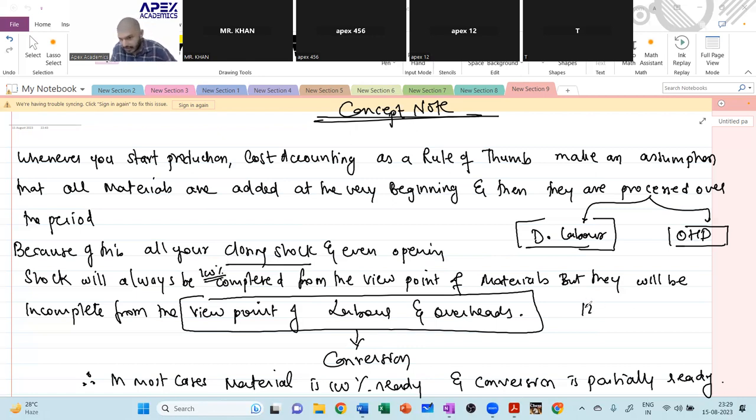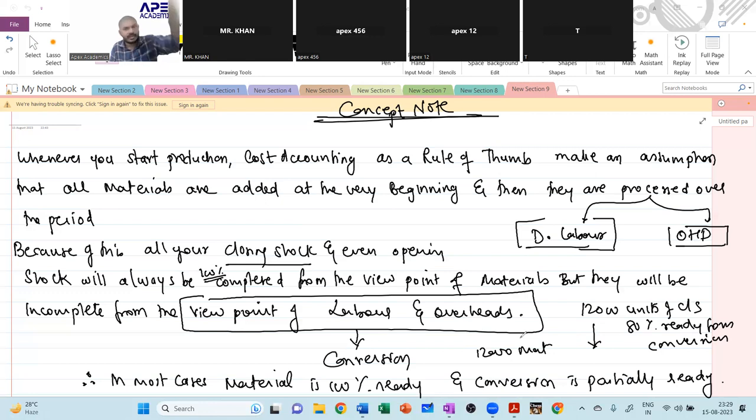So if I was to say that I've got 12,000 units of closing stock, which are 80% ready from a conversion perspective, what am I trying to say? I'm trying to say 12,000 units are ready for material. No work of material is left. But these 12,000 units have been done the equivalent work of 9,600 units for conversion.